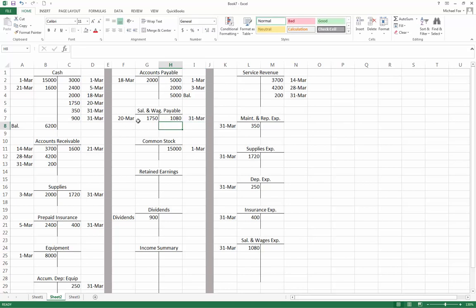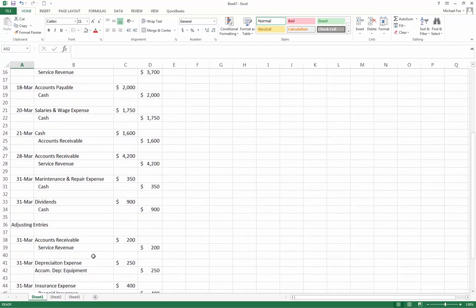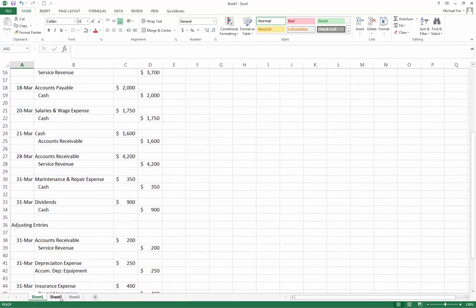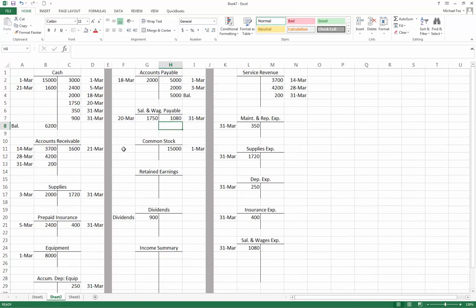Something's not sitting right with me on this one. Let me go back and look at my previous transactions. That should be salaries and wages expense, not salaries and wages payable. So there's something that happens to you the more accounting you do. Where are we at? Salaries and wages. There it is.